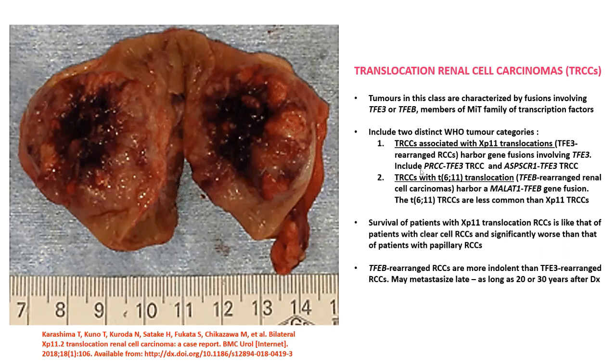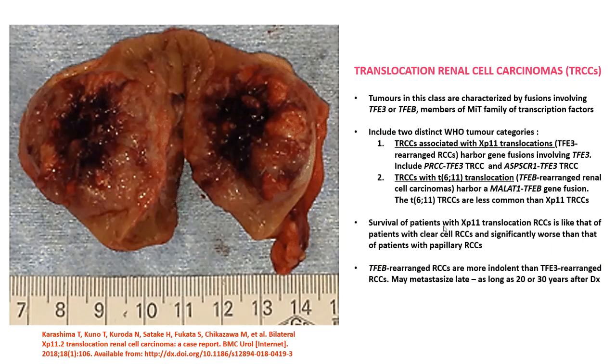The first one is called a translocation renal cell carcinoma associated with the Xp11 translocation, in which the fusion partner could be the PRCC gene or the ASPSCR1 gene. The other one of the translocation RCCs is that with the t(6;11) translocation, wherein there is a rearrangement of the TFEB gene, resulting most often in fusion of MALAT1 with the TFEB gene, but there are also other variant partners. The survival of the patients with the Xp translocation is actually worse than that of the t(6;11) translocation.